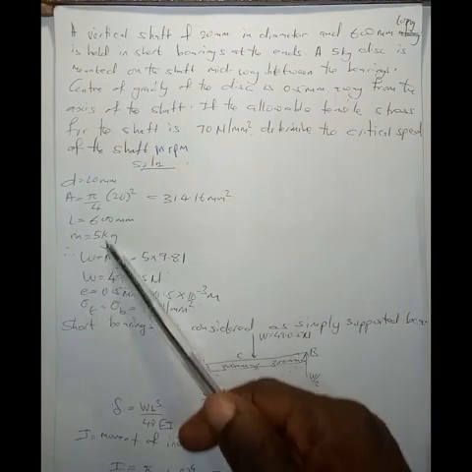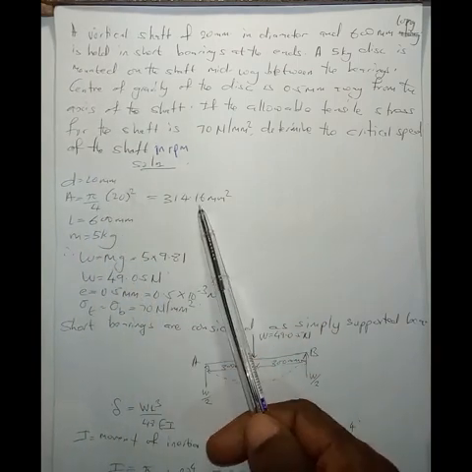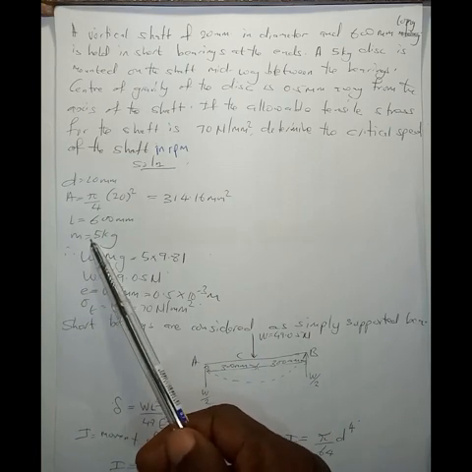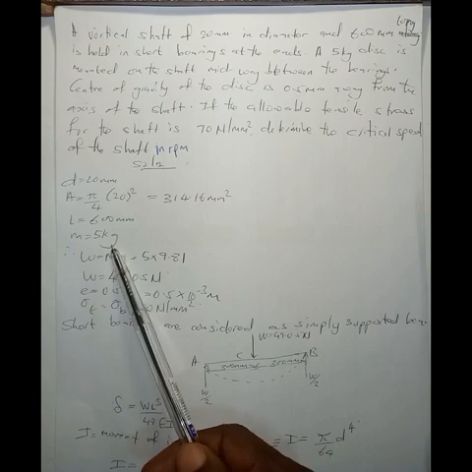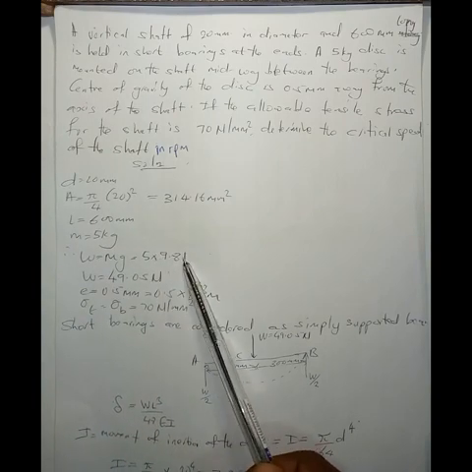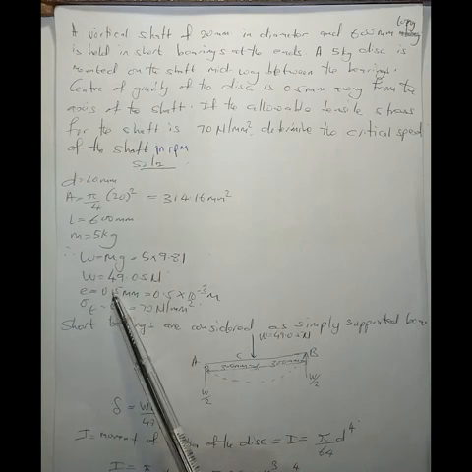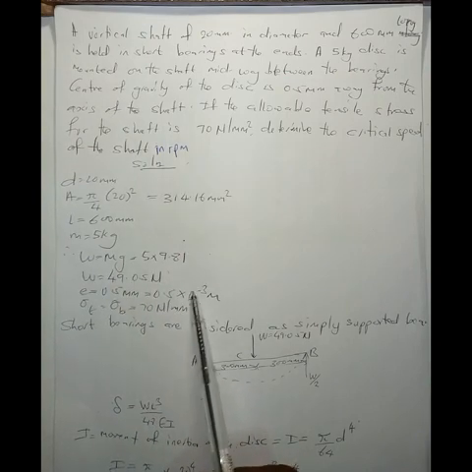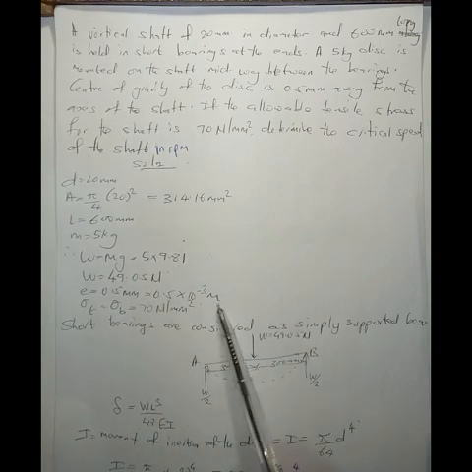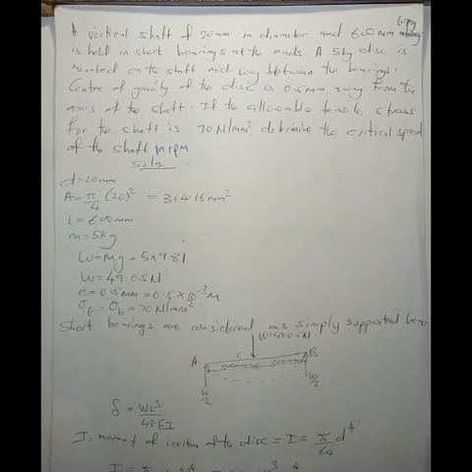So these are the values we have been given. From the diameter of the shaft, which is 20 mm, we can calculate the area of the shaft. We were told the length of the shaft is 600. The mass of the central disc is 5 kg, so we can get the weight to be 5 times 9.81, that's 49.05. The distance e from the center of gravity to the center of the shaft is 0.5 × 10^-3 meters. So we've converted millimeter to meter.